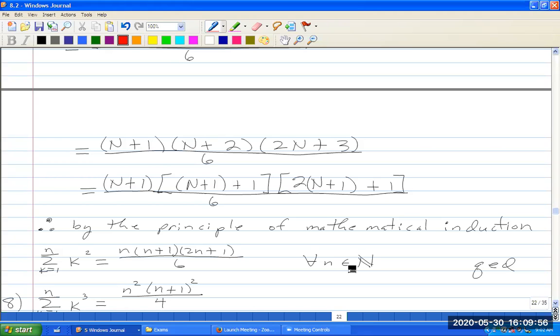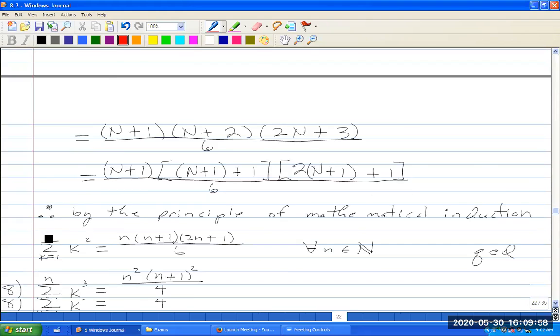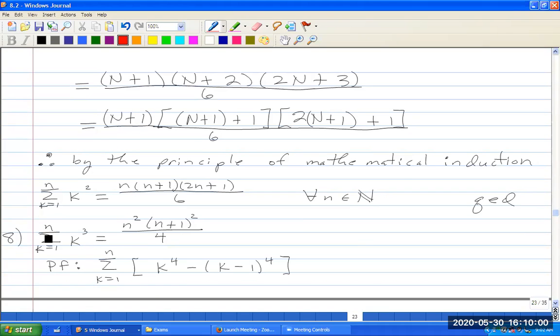Let's do property 8. I want to show that the sum k equaling 1 to n of k cubed is n squared times n plus 1 quantity squared over 4.